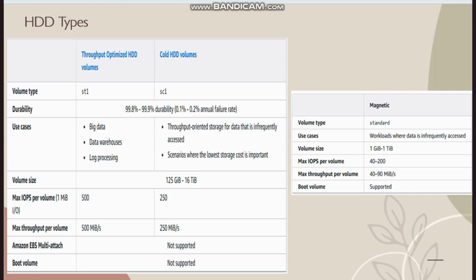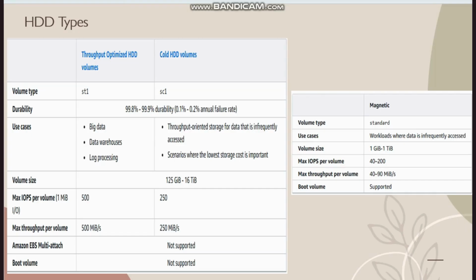The volume size for both ST1 and SC1 is 16 terabytes, and SC1 provides 250 maximum IOPS, and ST1 provides 500 IOPS, and the throughput is also the same. The boot volume is not supported, and the multi-attach EBS volume is not supported for ST1 and SC1.